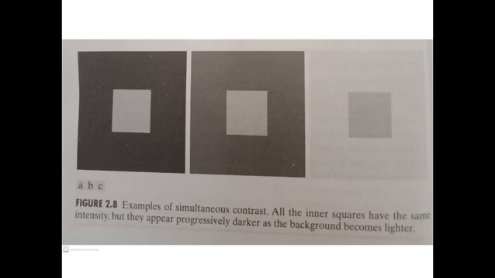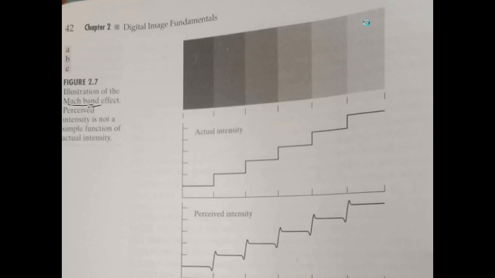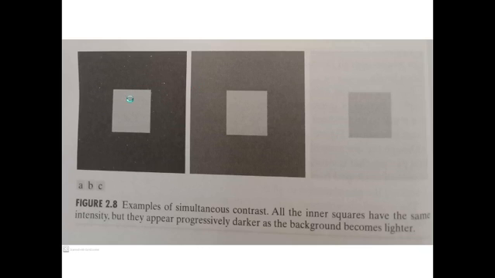So these are the two things which we need to consider. It shows that perceived brightness, whatever brightness you are looking at in the image, does not depend only on the intensity, but also on various other factors like the Mach band effect, and it also depends upon the background boundary of that image.